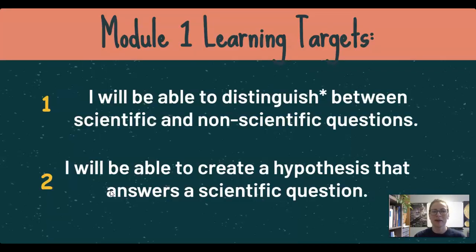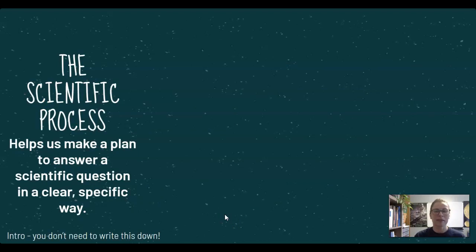At the end of this lesson, we want to be able to distinguish or tell the difference between scientific and non-scientific questions, and be able to create a hypothesis that answers a scientific question. In order to do that, we use something called the scientific process. It is a method that helps us develop a plan to answer a specific scientific question in as clear a way as possible. All right, so this is not something you need to include in your notes. For now, it's an overview.